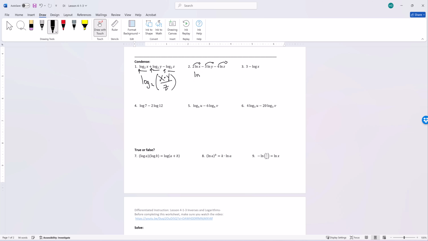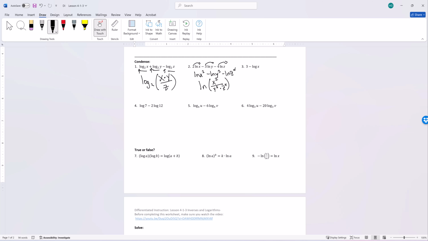So you're going to get ln x squared minus ln y to the third minus ln z to the fourth. And now I can combine this into one log, so ln. And then on top, we're going to get x squared. On the bottom, we're going to get y to the third times z to the fourth.